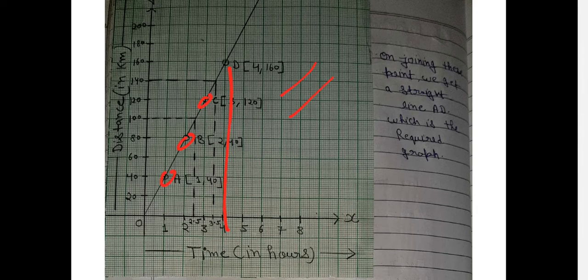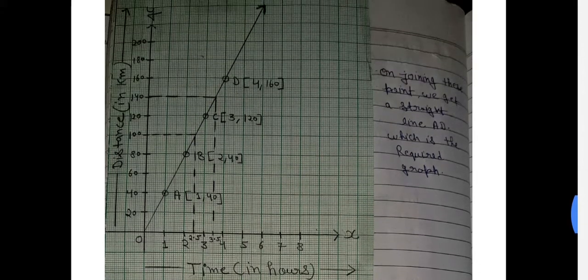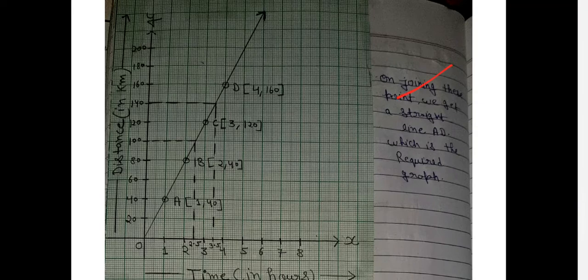Plot the points and simply join the line, and you will get a straight line. First plot the points (1, 40), (2, 80), it is 80 as I told you, I wrote it by mistake. I will send you the correct one in the PDF file. Then (3, 120) and (4, 160). When you join all these points, on joining them we get a straight line AD, which is the required graph.